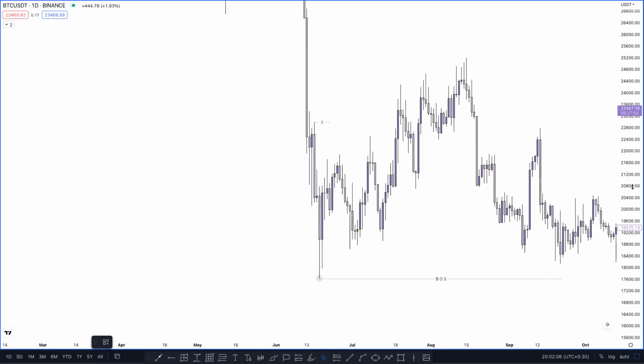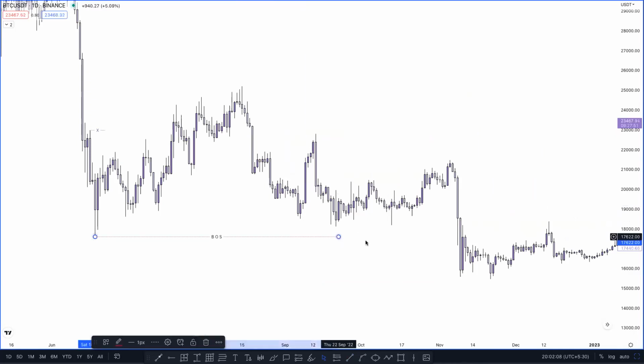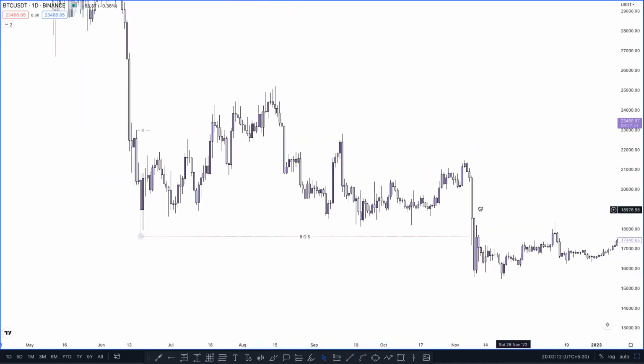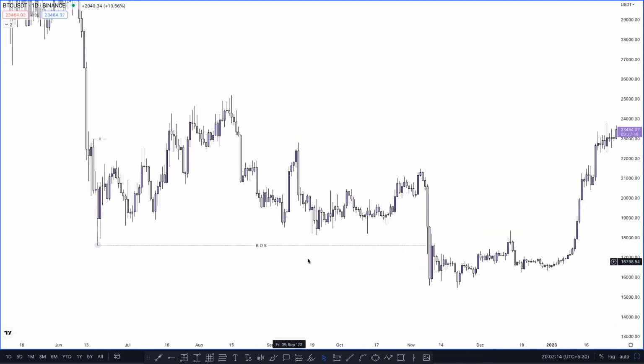All right, so let's see. Okay. So finally the market closed below it. Once the market closed below it, our BOS is confirmed here, and our lower high is also confirmed here at this point.